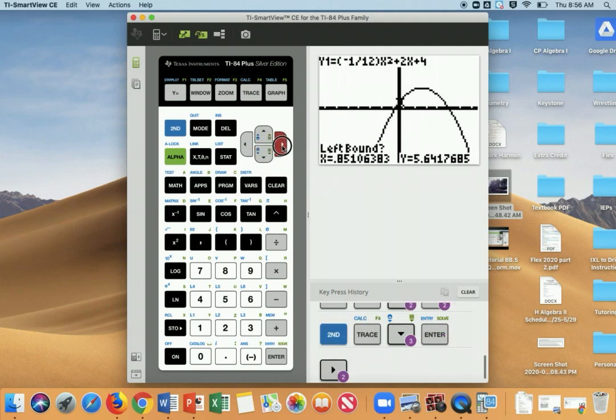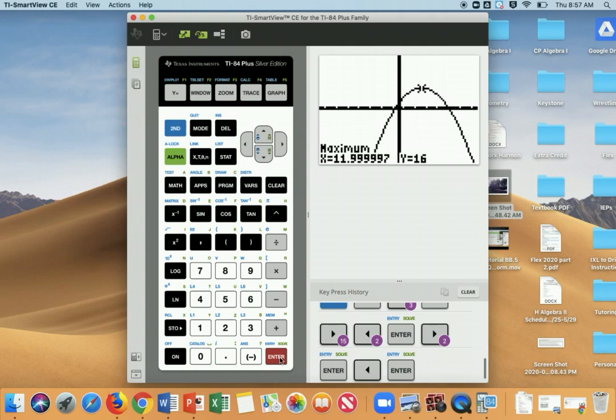It asked me for the left bound. So I'm going to go over and get a sneak peek and see what this all looks like. So the maximum, focus in on this number and try to find where that's the largest. Well, it looks like it's the highest right there. So I'm going to pick the point to the left. Then it asks me for the point to the right, and I'm going to pick that point. So notice it gave me, I would call this the vertex, of 12 and 16. I would round that to 12 because it's so close to 12.